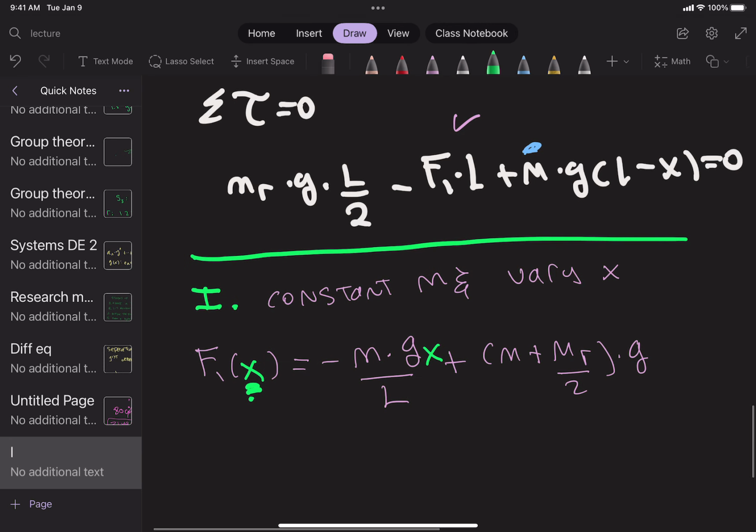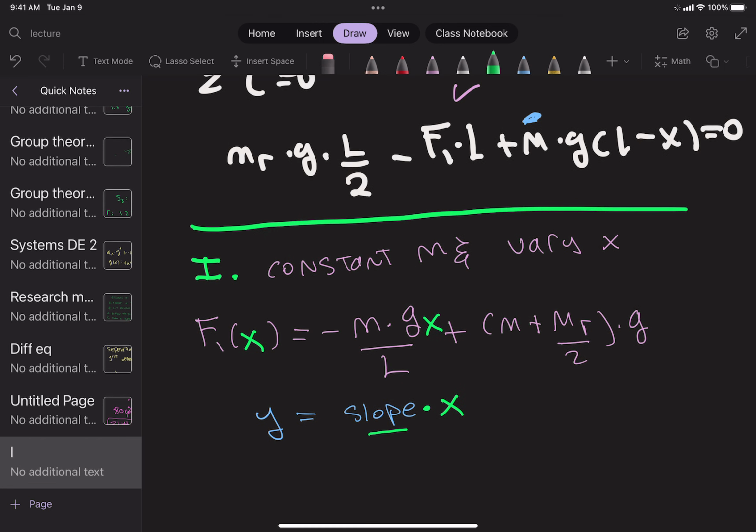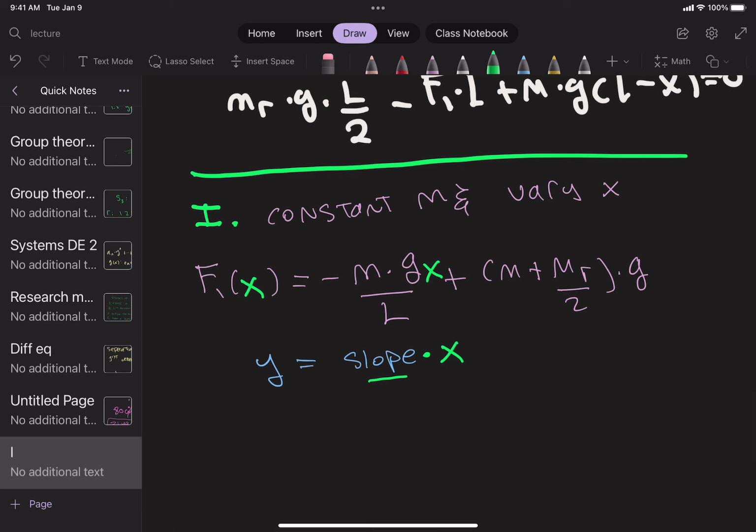So let's see what this is going to lead to here. If we write this equation like this, y is equal to slope times x, and I'm just going to ignore the intercept. This tells you that if you plot force versus x, the slope is going to be equal to, I'm going to shorten it to variable z, and that variable z is going to equal this thing here, which is going to be the hanging mass times g over L.